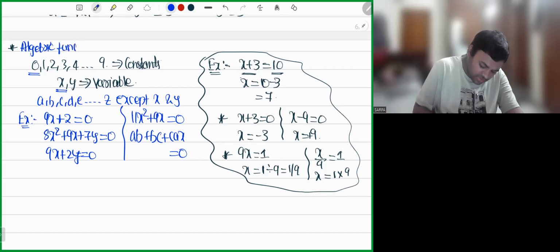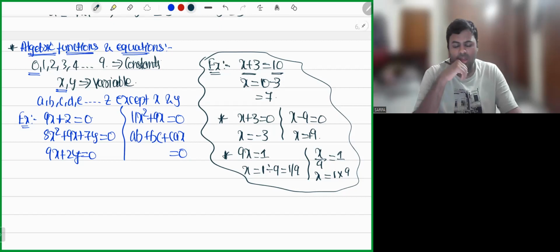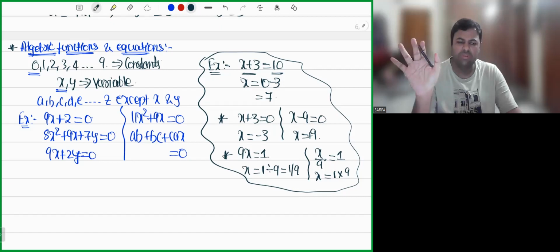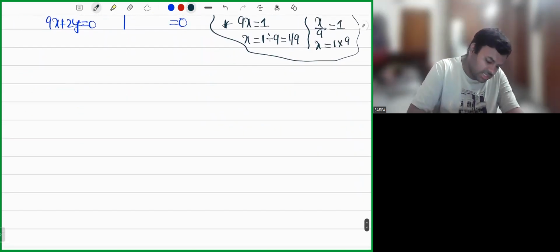Sir, what do you mean by equations? Any algebraic function which equates itself to a constant or 0 is called an equation. Sir, what is an algebraic function? If constants and variables are written together, it is an algebraic function. Simple. There is nothing special in this. Now, let us see multiplication of algebraic functions.